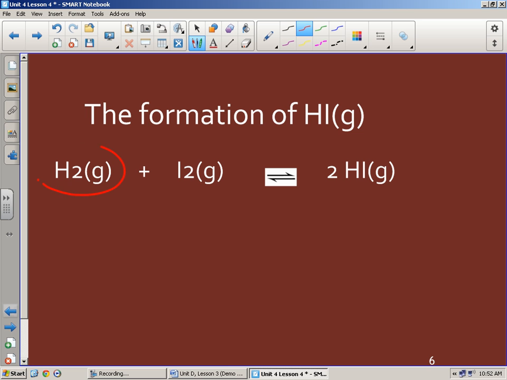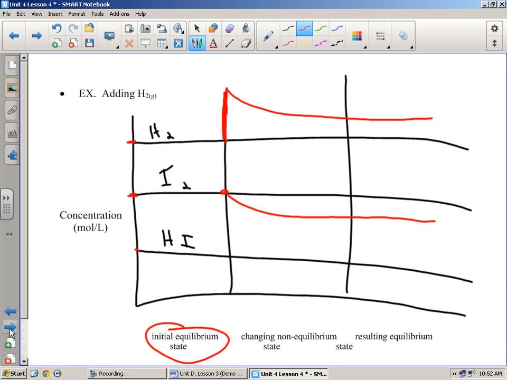So if I'm using up this and I'm using up that, what's going to happen to HI? I'm going to make more of it, right? It's going to go up. So I've got to represent that by this graph here. We'd start here, of course, and we would kind of go up like this. Okay? Now, does it go above the I2 concentration? Probably not, but there are a lot of factors involved there, but that would be just perfectly fine.